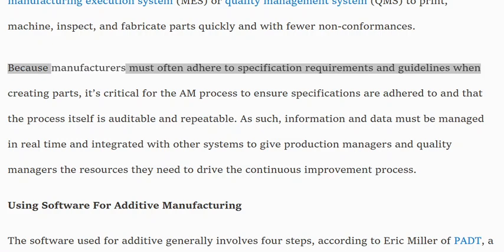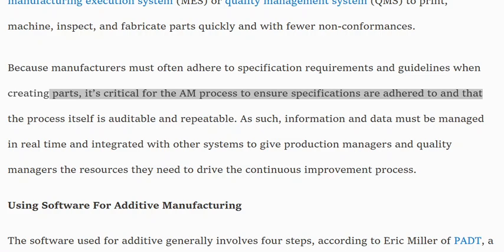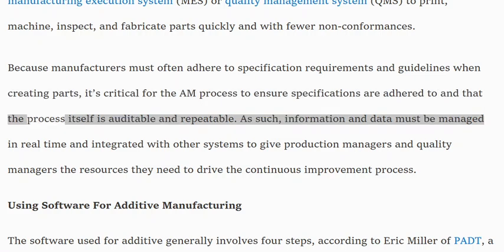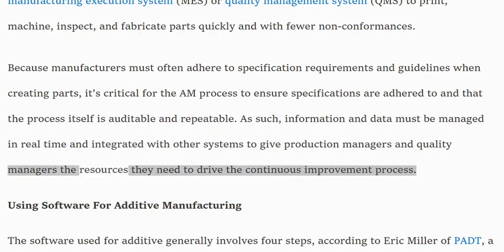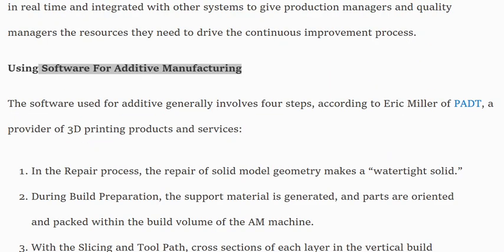Because manufacturers must often adhere to specification requirements and guidelines when creating parts, it's critical for the AM process to ensure specifications are adhered to and that the process itself is auditable and repeatable. As such, information and data must be managed in real time and integrated with other systems to give production managers and quality managers the resources they need to drive the continuous improvement process. Using software for additive manufacturing.